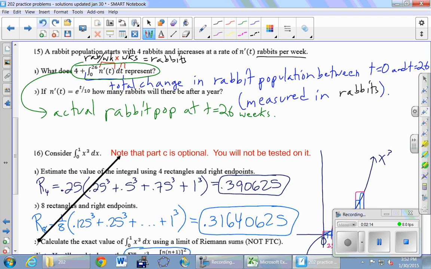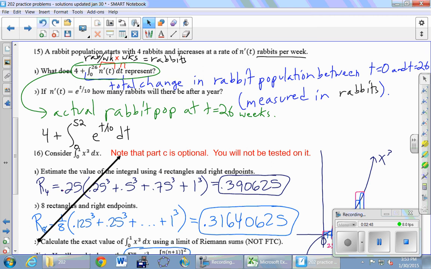Part B, if n prime of t is equal to e to the t over 10, how many rabbits will there be after a year? Okay, so same idea as before. The answer to this problem is easy to write down and then hard to figure out. So we'll write down just what we had up above, but instead of going to 26 weeks, we'll go from 0 to 52 weeks. N prime of t is now replaced with this particular function, e to the t over 10 dt. So if we can somehow figure out what that thing is equal to, then we win. We have our answer.